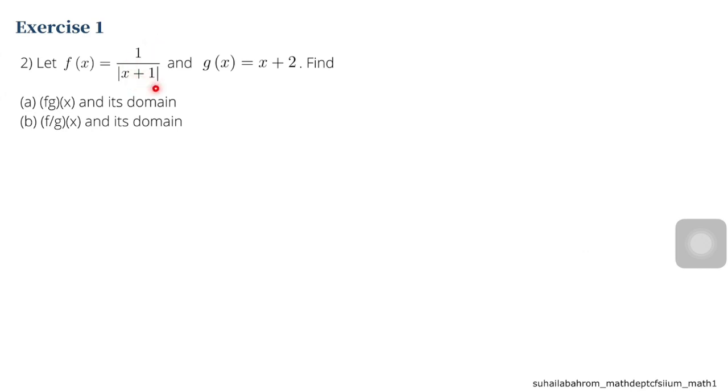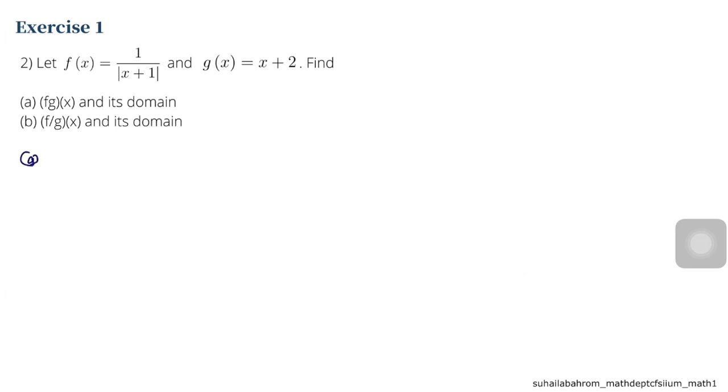We are given the function f(x) is 1 over modulus of x plus 1 and g(x) is equivalent to x plus 2, and the question asks you to find out fg(x) and its domain, and also for part b, f over g(x) and its domain. So let's look at the first part.